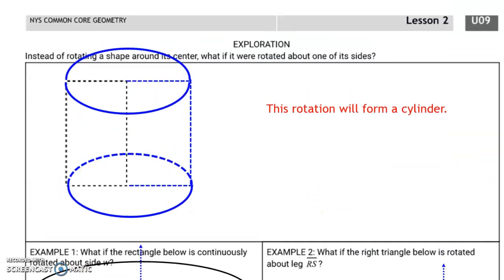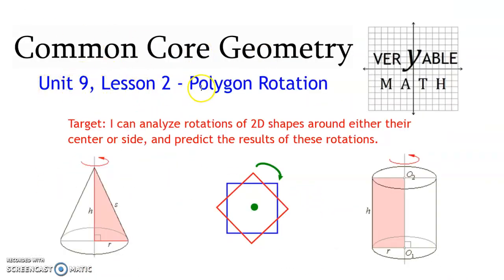All right, that was the mini lesson for Unit 9, Lesson 2 on polygon rotations. Hopefully we hit this target. The target was I can analyze rotations of 2D shapes, which we did, and then predict the results of these rotations. We predicted these results, and here's a little callback to the beginning of the lesson where you saw this cone and you saw this cylinder, and you were saying to yourself, I wonder when we're going to learn about these.